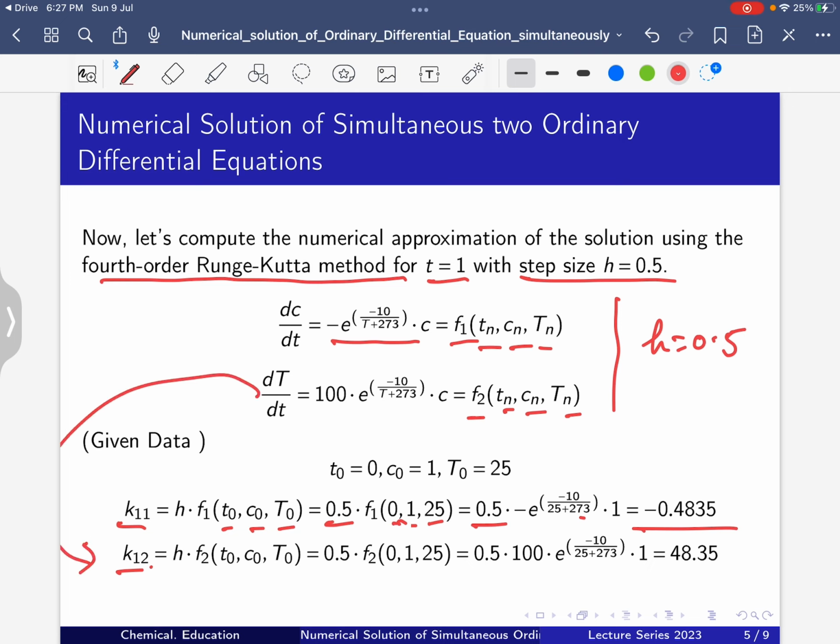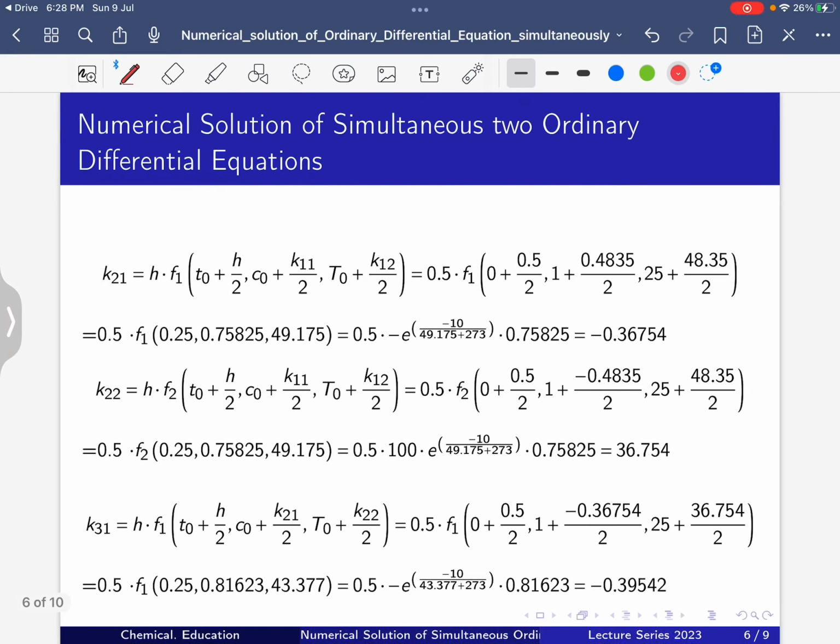K12 means k1 for equation 2, so I will calculate it from this ODE. That is h into f2(t0, c0, T0), where h is 0.5, t0 is 0, c0 is 1 and T0 is 25. Then we plug all these values into the second ODE: 0.5 is the h, and then 100 multiplied with e to the power minus 10 over (T plus 273), T is 25, 273, and c is 1. So I will get k12 as 48.35. Now we have finished k11 and k12.